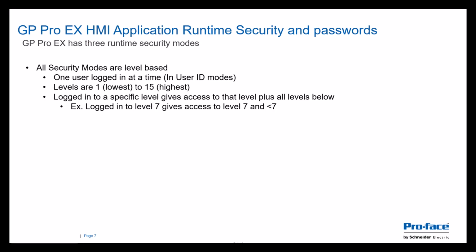Okay, all security modes are level based, and there is one user logged in at a time. That's in the user ID modes; in the other modes you're just logging into a specific level without a username. Levels are 1, the lowest, to 15, the highest. When you're logged into a specific level, that gives you access to that level plus all the levels below it. So it's a level-based security system.